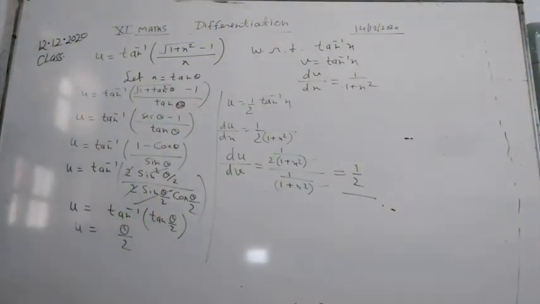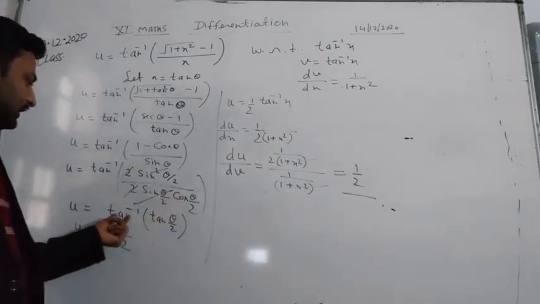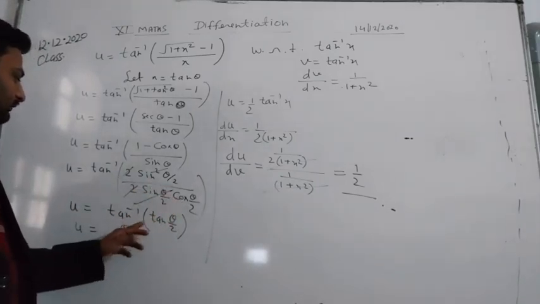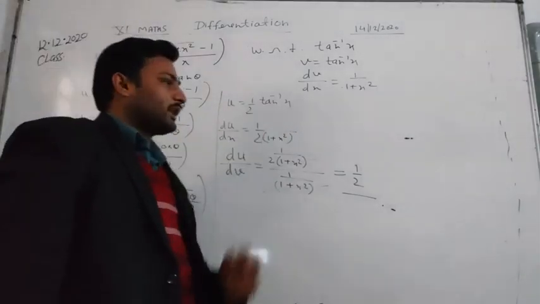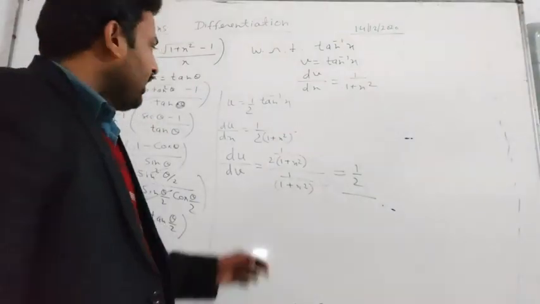Okay student, and then this can be written as tan inverse tan theta by 2. So it will be reduced to theta by 2, and then u is equal to 1 by 2 tan inverse x.